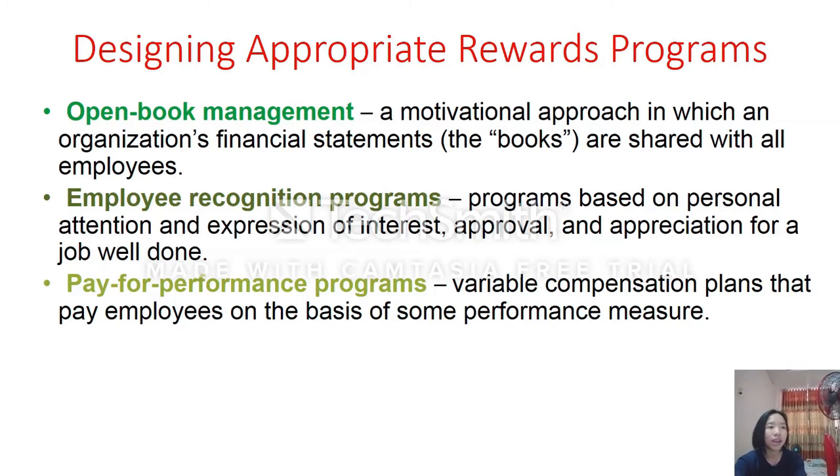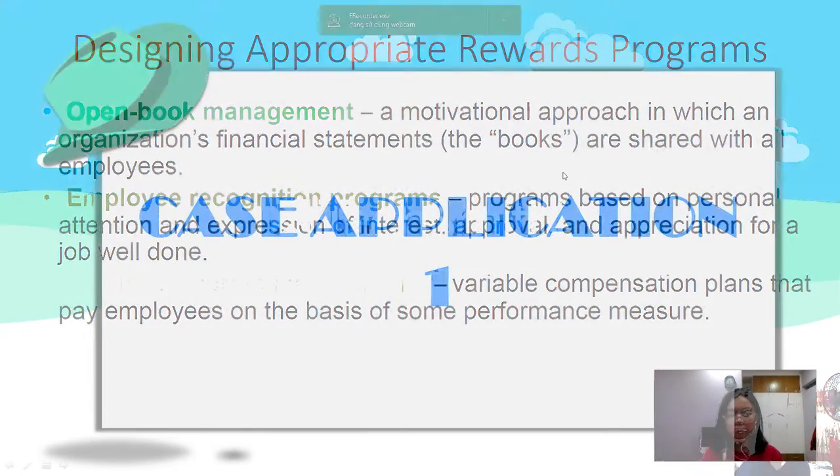And next we have deciding on an appropriate rewards program. The first one is open book management, a motivational approach in which an organization's financial statements, or the books, are shared with all employees. Employee recognition programs are programs that go beyond personal attention, expressing interest, approval, and appreciation for a job well done. A pay-for-performance program is a variable compensation plan that pays employees on the basis of some performance measure.